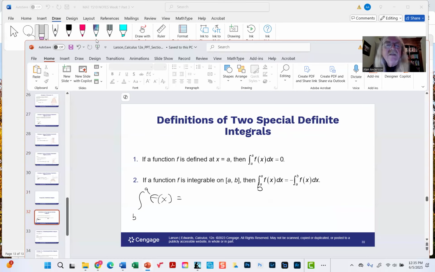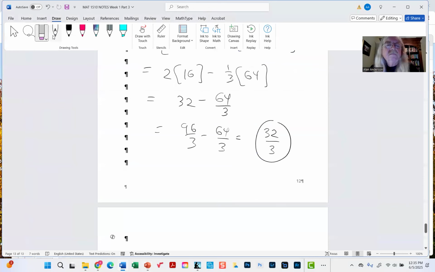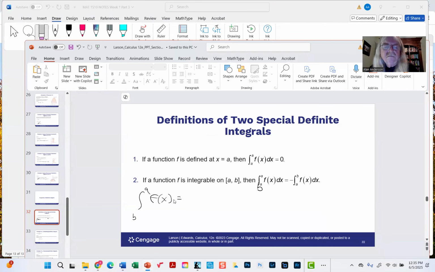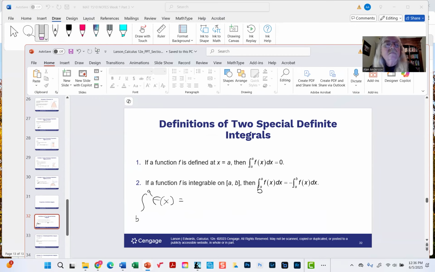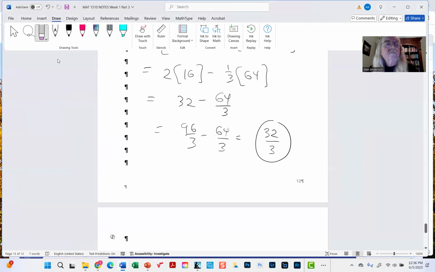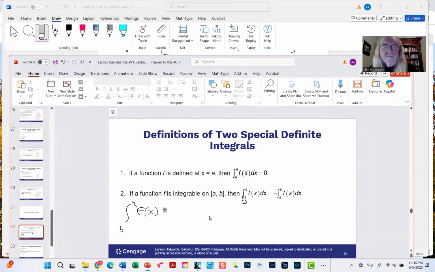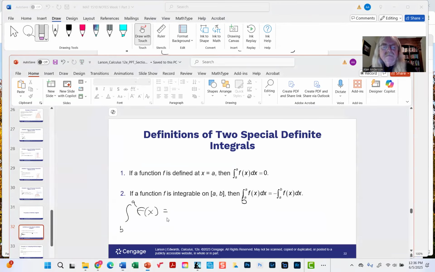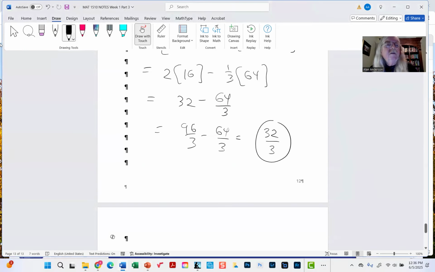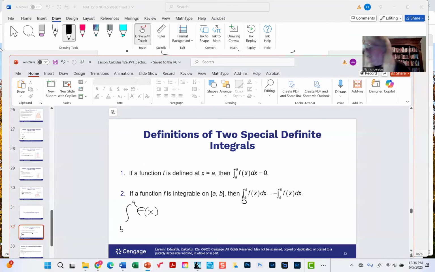Oops. Yeah, sometimes the eraser doesn't work very well on this thing. Okay. Well, technology lets me down every day anyway, so it's just a question of when.